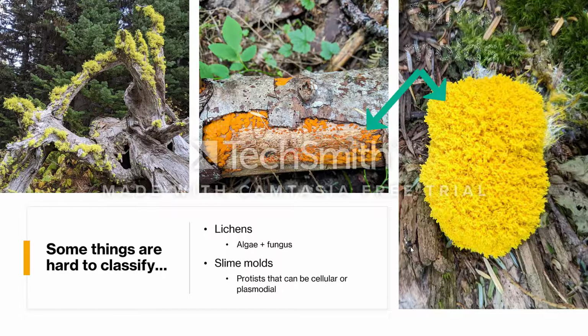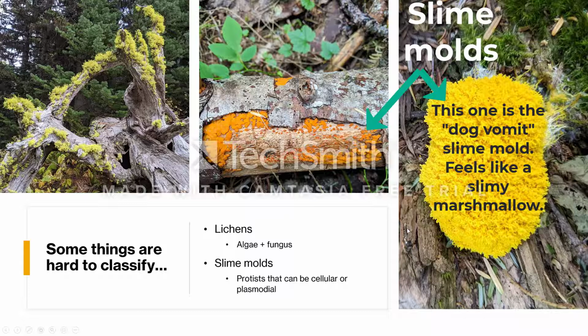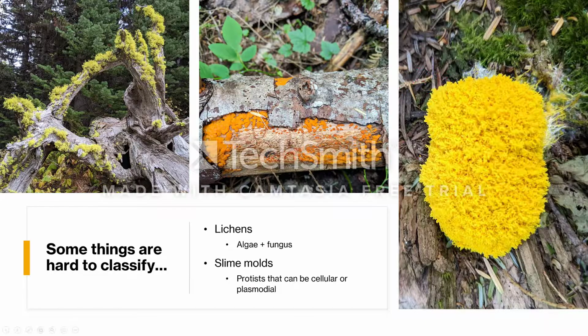Slime molds used to be thought of as protists. We've got two different kinds of slime molds here that I've taken pictures of on hikes. It turns out they're actually different from fungi. They don't have the same kind of cell wall as fungi do, and so now people have lumped them in with protists. Protist is kind of that catch-all category for things with eukaryotic cells that don't really fit in with anything else. Really weird, pretty cool.